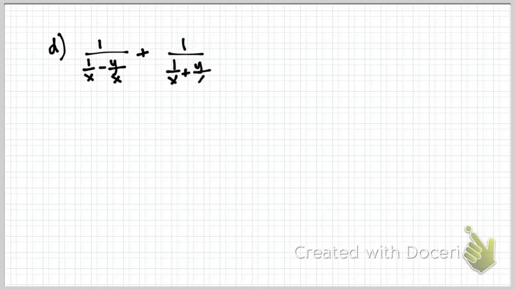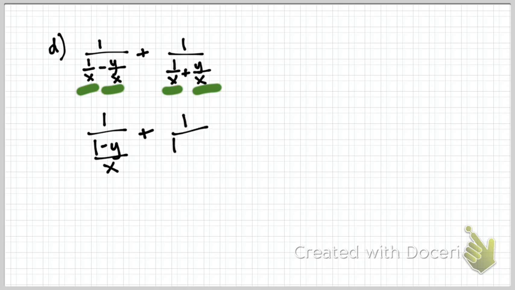Alright, let's do the last one. Oh, this one looks lovely. The 1 over x minus y over x plus 1 over x plus y over x. Well, good news, since these are the same, we can combine. So we get 1 over 1 minus y over x plus 1 over 1 plus y over x.